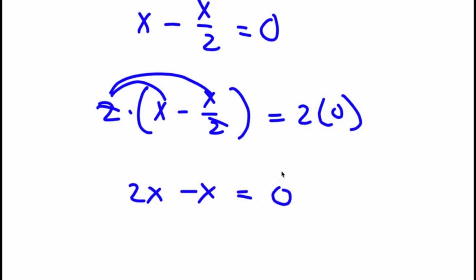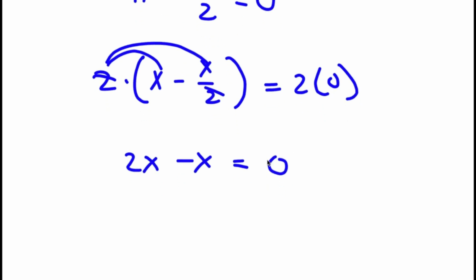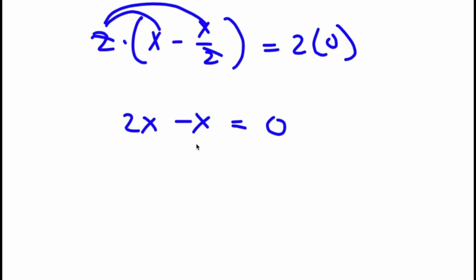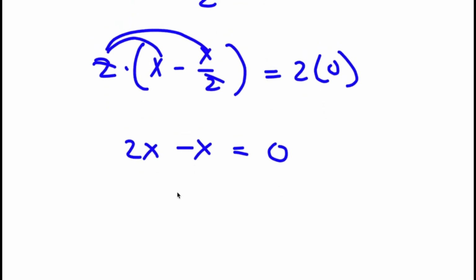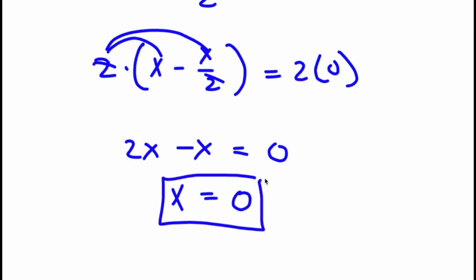So I have 2x minus x is equal to 0. Now 2x minus x, that's simply equal to x. So I have x is equal to 0. So x equals 0 is my solution.